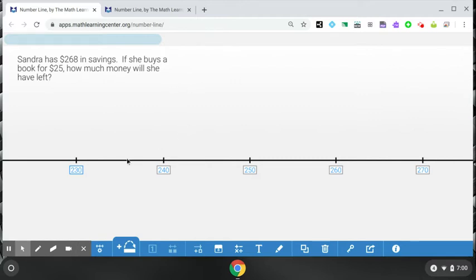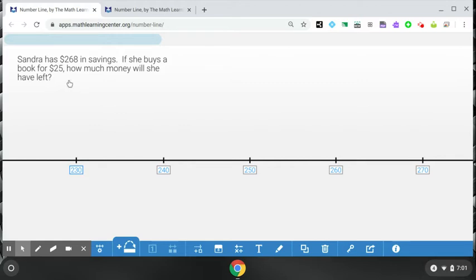Very good. Our first example today has a story that says Sandra has $268 in savings. If she buys a book for $25, how much money will she have left? So, if you remember from our other lessons, we need to take a look at our number line and read our number line. And you can see I've used an open number line and I placed some numbers on this number line to get us started.